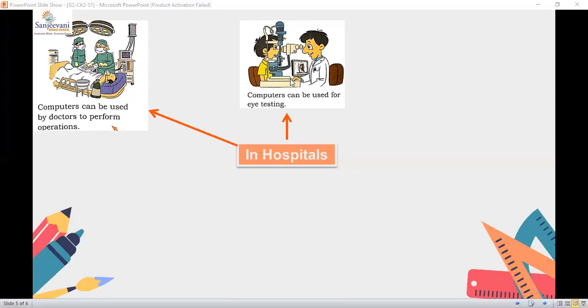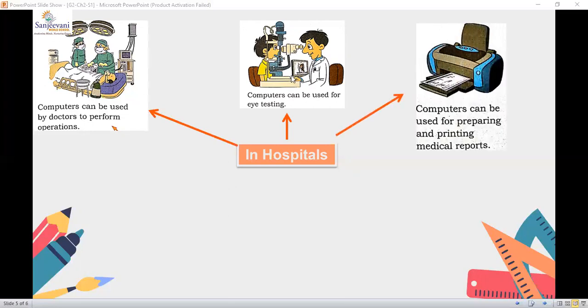The next use of the computer is the computers can be used for preparing and printing medical reports. Now, whenever you go to the doctor and the doctor, after saying what has happened to you, he writes some medicines for you, right? So the doctors type in the computer and there is a printer attached to the computer. So from that printer, whatever the doctor has typed in the computer, you get it on the paper.